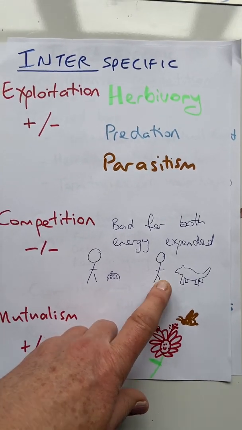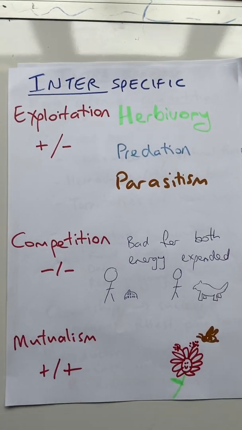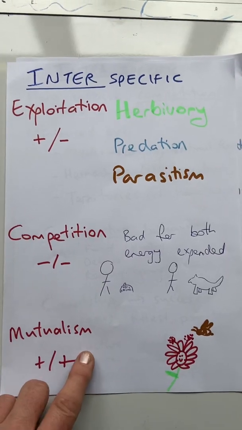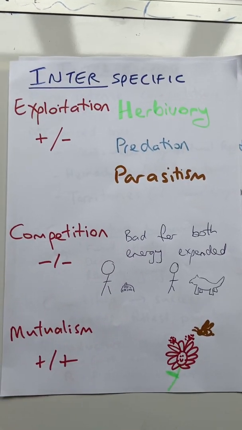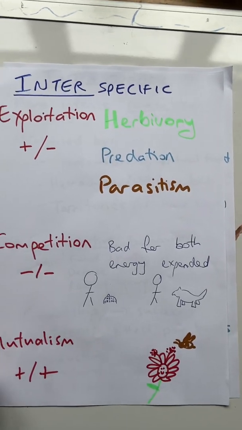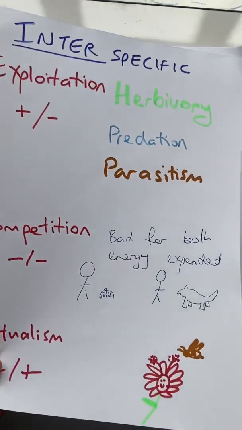So it might be a bit worse. The closer the thing is to you and the more it's fighting for the same resources, the worse that competition will be. And mutualism is when it's beneficial for both, which is very nice. So when bees get nectar from flowers and also benefit the flower by pollinating them. A win-win, as we say.